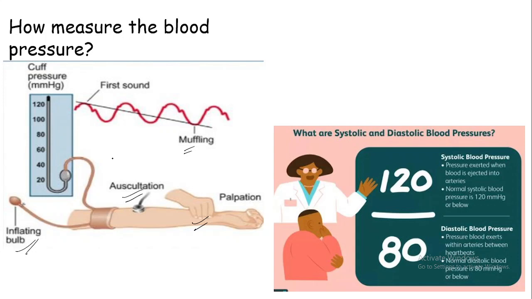What are systolic and diastolic pressure? The pressure exerted when blood is ejected into the arteries is called systolic pressure. Normal systolic blood pressure is 120 mm of Hg or below. Diastolic blood pressure is the pressure blood exerts within the arteries between the heartbeats. Normal diastolic blood pressure is 80 mm of Hg or below.